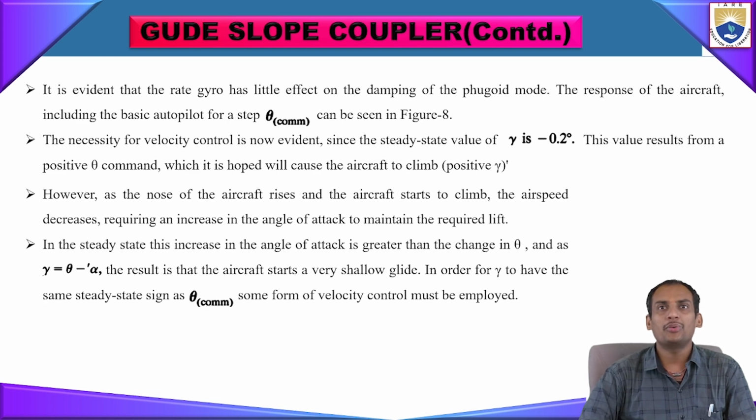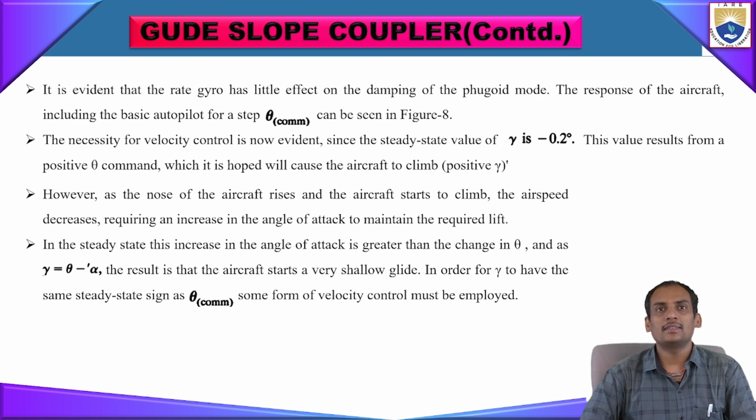So it is hoped that this will cause the aircraft to climb positively, with a positive gamma. However, if the nose of the aircraft is rising, then the aircraft starts to climb, and the airspeed will generally decrease. That gives an increase in angle of attack, which maintains the required lift.